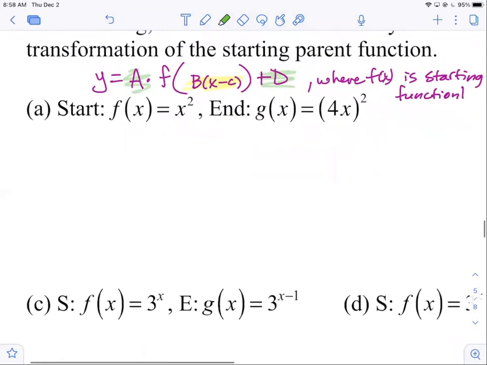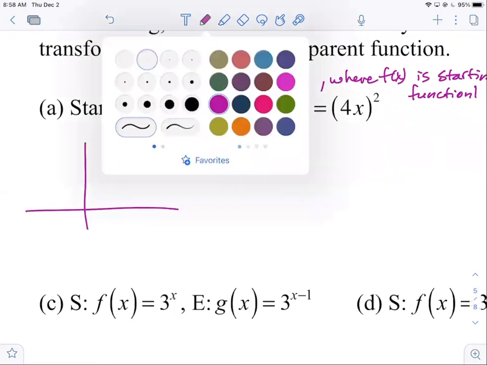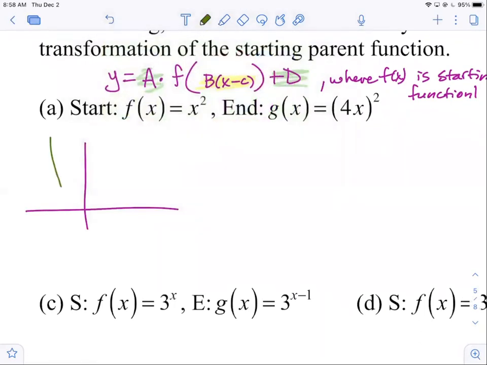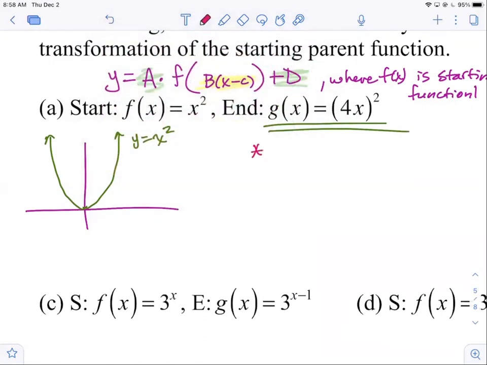So if we start with the graph of X squared, and we won't necessarily sketch this for all of them, but of course, in the beginning, it's probably worth doing. So here's what the graph of X squared looks like. You know that Y equals X squared. If I sketch this new function G of X, that is 4X quantity squared, first of all, what does this transformation do to the graph of X squared? Is that 4 on the inside? Is it an A, B, C, or D value? It's a B value, right?